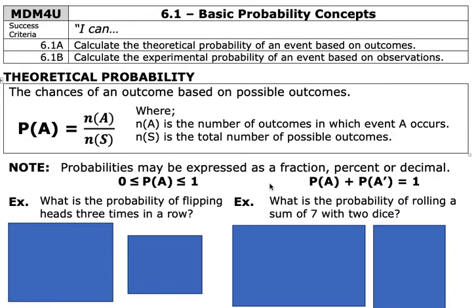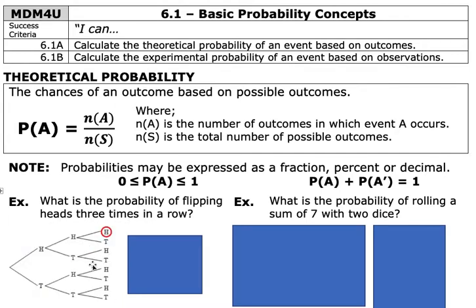So let's look at some problems. What is the probability of flipping heads 3 times in a row? We've seen similar problems using counting techniques, but now we're going to apply this to probability. So we can count the total number of outcomes using a tree diagram where the right column demonstrates the outcomes of this experiment.